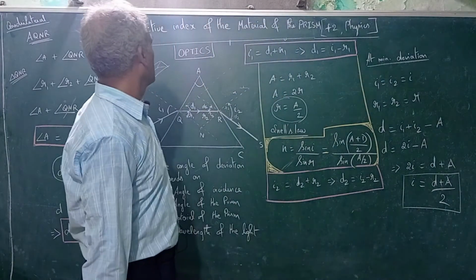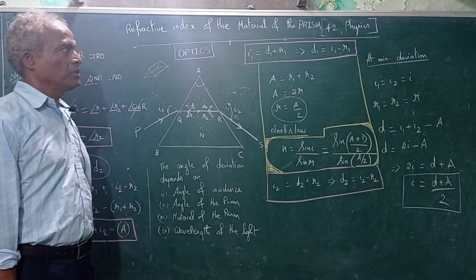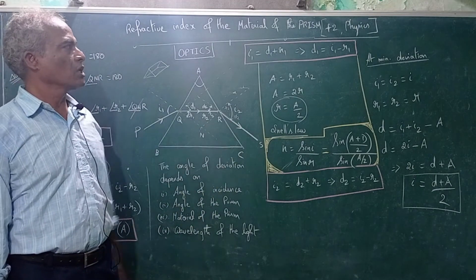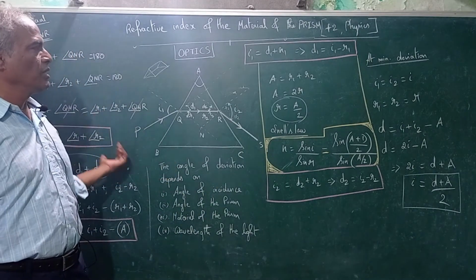So that's all about the refractive index of the material of the prism. This is actually the continuation of the derivation we have already derived.